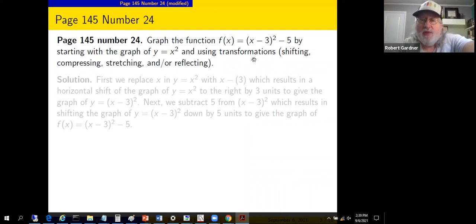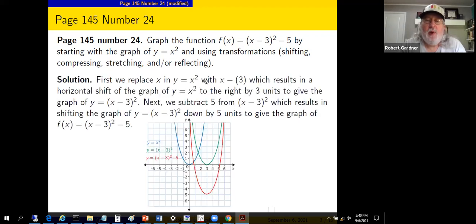By transformations, I mean shifting, compressing, stretching, maybe reflecting. So we'll start with simply the y equals x squared function from the library of functions. Here it is drawn in blue, and then we'll do things to it. Replace the x here with x minus 3 to produce an (x minus 3) quantity squared. That results in a horizontal shift of the graph to the right by 3 units.